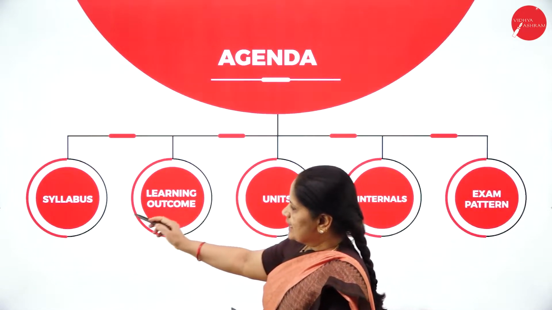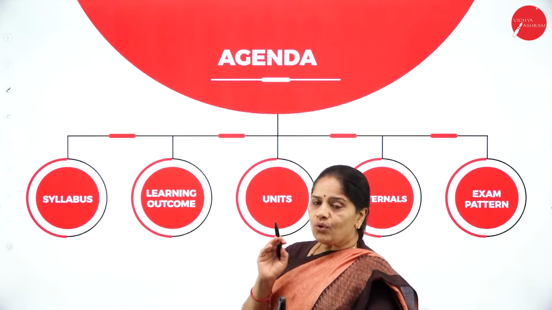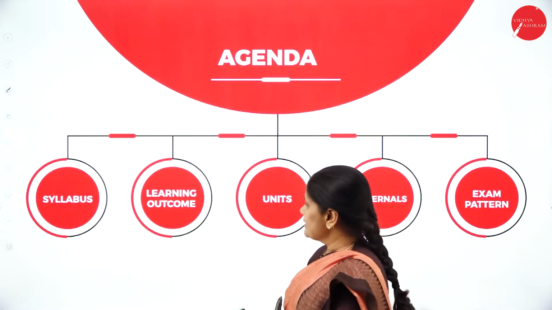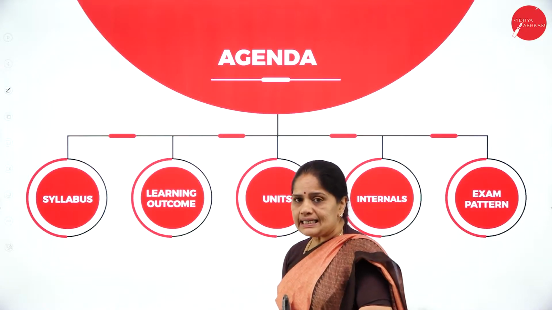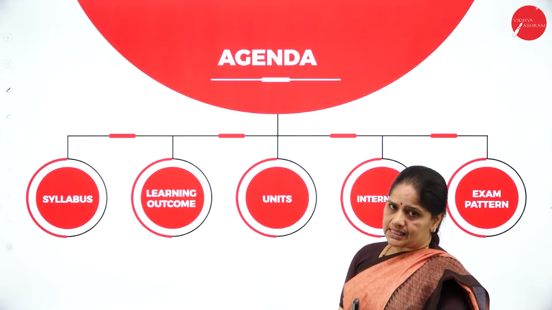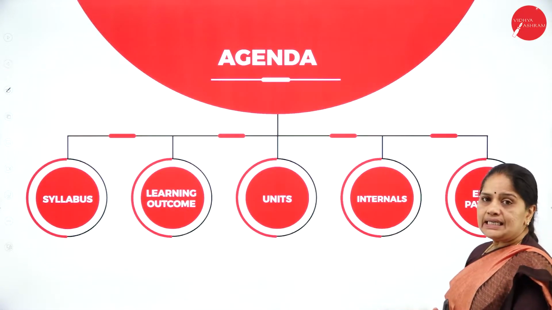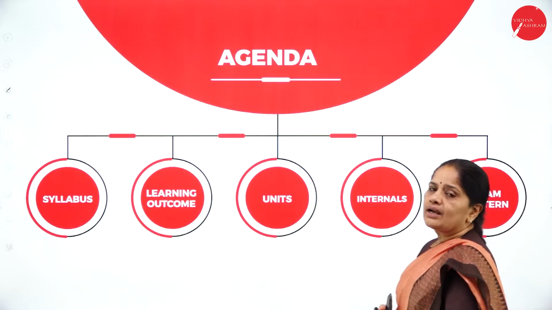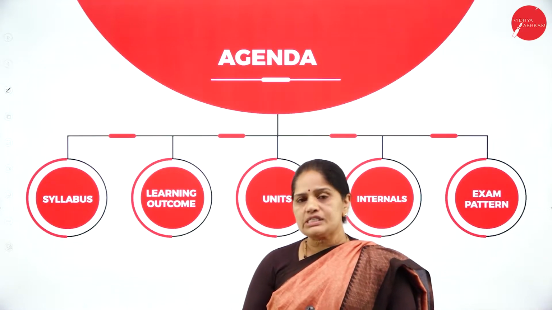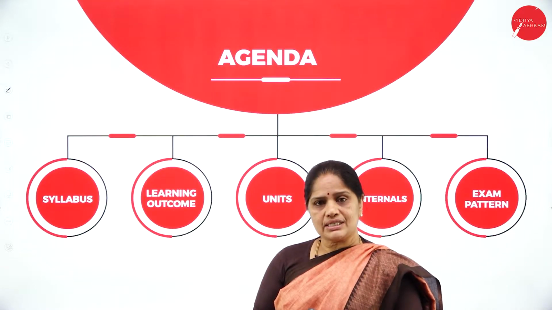First, we will be having a discussion on the syllabus. There will be 5 units here, and I'll be giving you a brief introduction of what each unit comprises. The second one will be the learning outcome: what you will be learning out of this syllabus. The third will be the discussion on the units. Then we have the internals, and lastly the question paper of the examination. The semester examination will be held for 60 marks, and what will be the pattern of the question paper? All this will be discussed in this session.